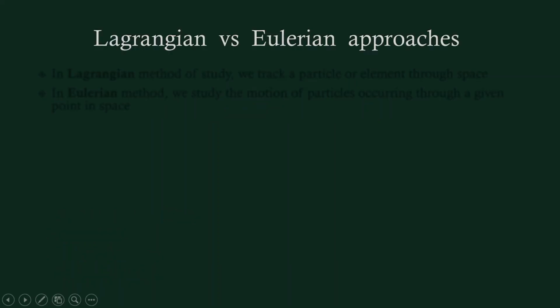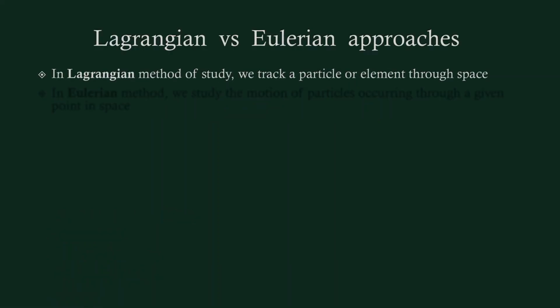One is the Lagrangian approach, which is where we track individual particles or bodies or elements that are moving, and with time we try to study their location, velocity, acceleration, and all the other properties. That is, wherever a particle or a body is right now, after time t, where it will reach, what will be its velocity, what will be its orientation, shape, and so on.